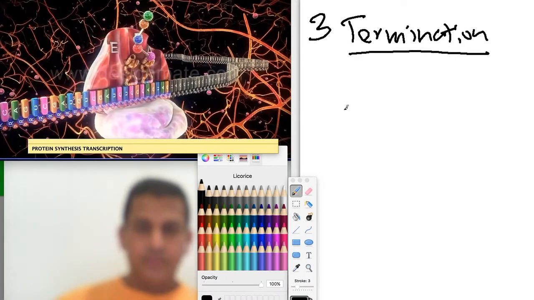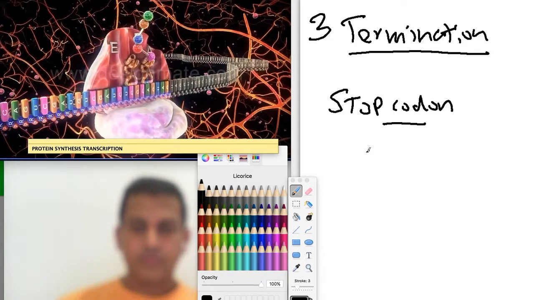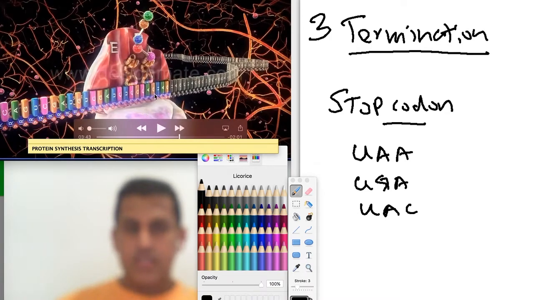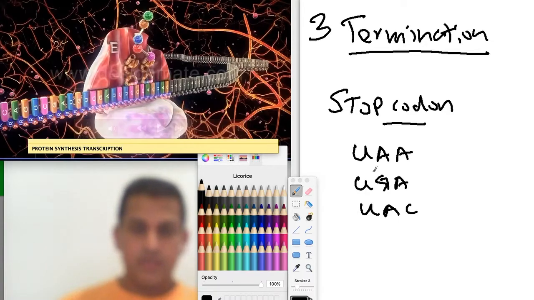During termination, if the tRNA finds the stop codons, so these are the stop codons. When the tRNA molecule binds one of these stop codons, they're going to terminate the process and the subunits are disassembled, and then this polypeptide chain is released.